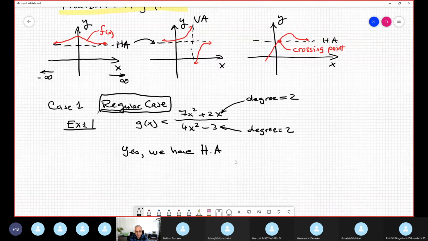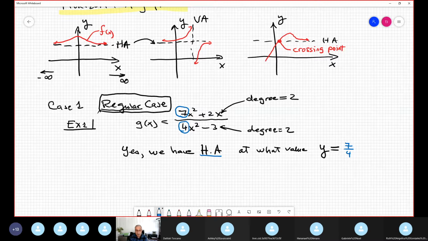But this is not totally the thing we need to find. At what value is the horizontal asymptote? Well, at y equals, and you take the leading coefficient, the coefficient that contains the higher exponent, you take 7 over 4. This is my horizontal asymptote. It's a horizontal line, and you take the ratio between the leading coefficients. The reason is clear.